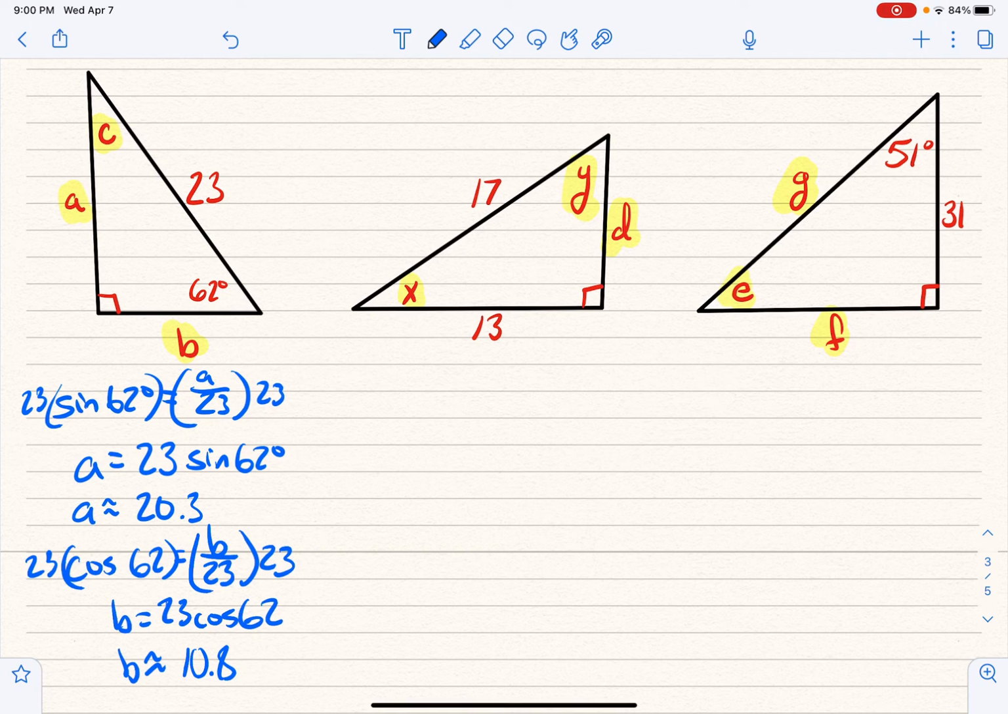And the other thing that you should have gotten is C. That's really easy. That has to be 28 degrees. Because if this is 62, then this has to be 28, because those two angles always add up to 90. All right, let's go for this next one.